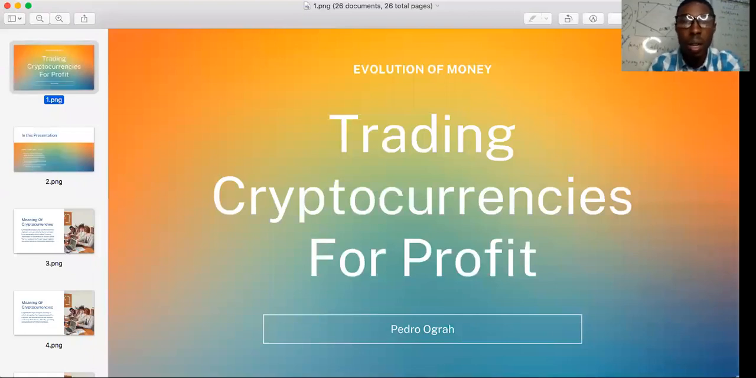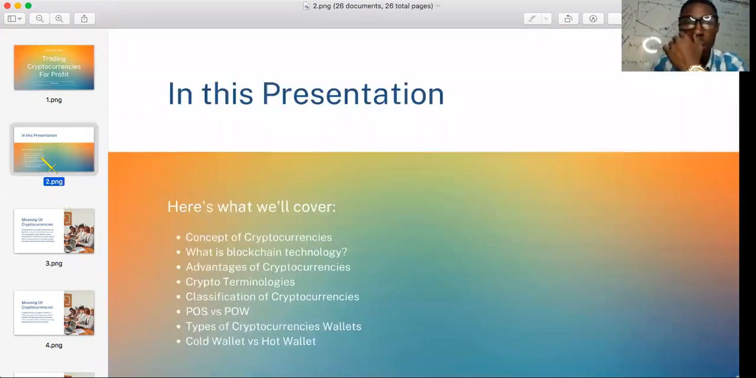All right, so now we are talking about trading cryptocurrency for money, and under this section, these are the course content we should be looking at. We are going to talk about the concept of cryptocurrency. We're going to talk about what is blockchain technology. You need to understand what is blockchain technology. Talk about the advantages of cryptocurrencies, crypto terminologies, classification of cryptocurrency, POS means proof of stake versus POW, proof of work, types of cryptocurrency wallet, cold wallet. So this is basically the introduction of the first class. So let's get started.